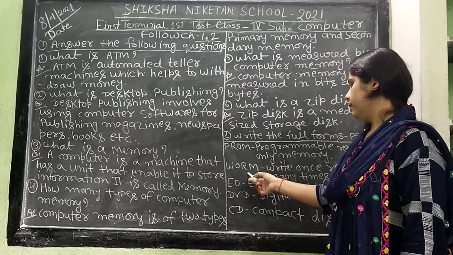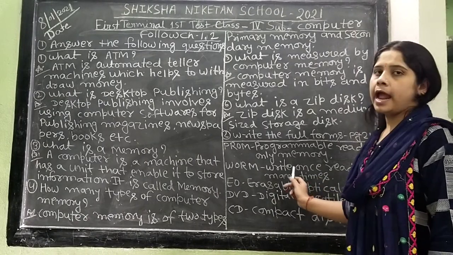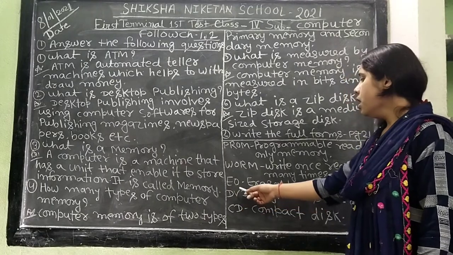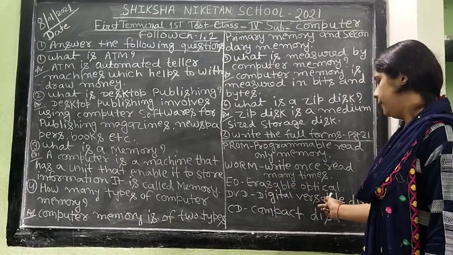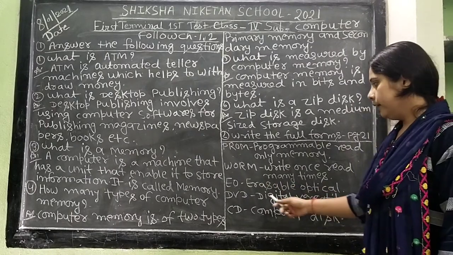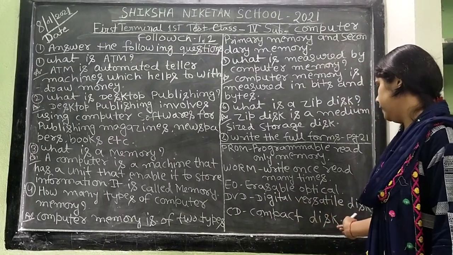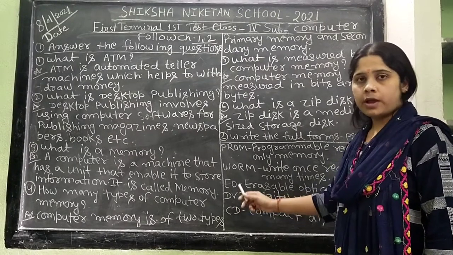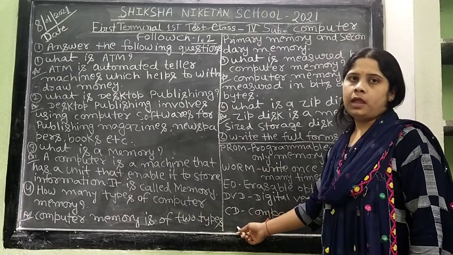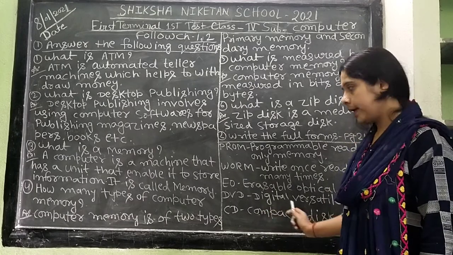Number 2, WORM. Full form is write once read many times. ECO. Full form is erasable optical. DVD. Full form is digital versatile disk. CD. Full form is compact disk.